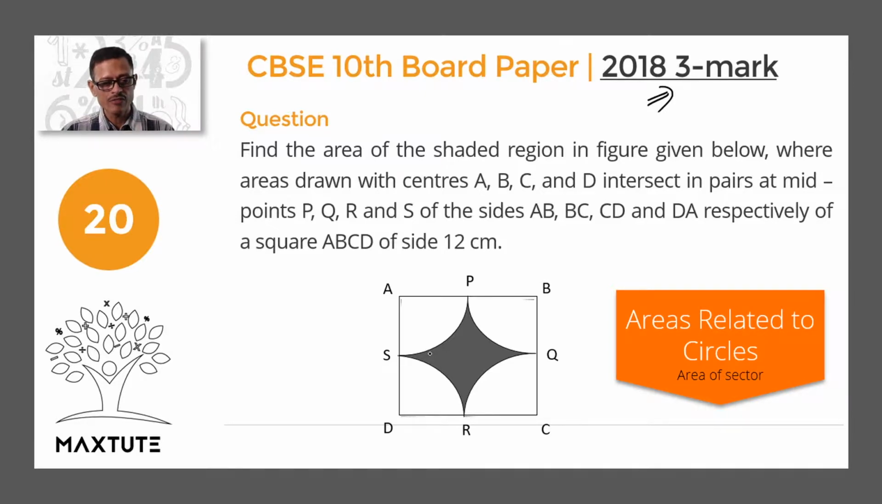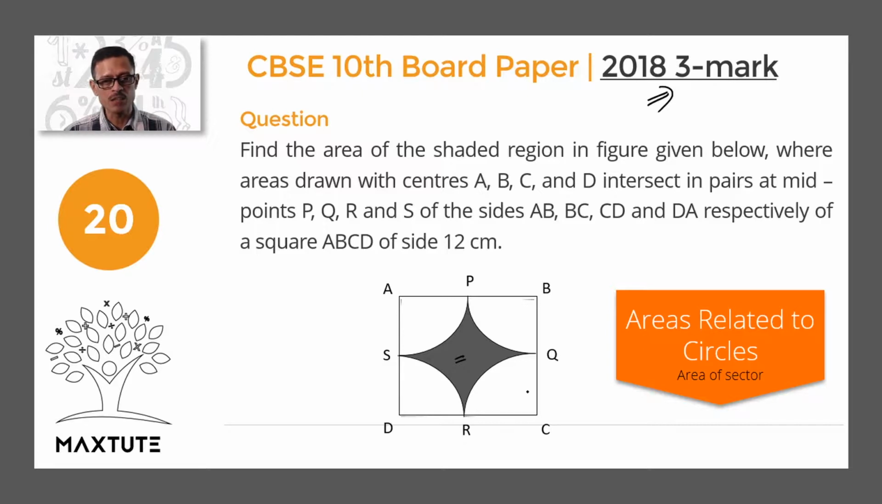Let's get started. Find the area of the shaded region in the figure given below, where arcs drawn with centers A, B, C and D intersect in pairs at midpoints P, Q, R and S of sides AB, BC, CD and DA respectively of square ABCD of side 12 centimeters. We need to find out the area of the shaded region.